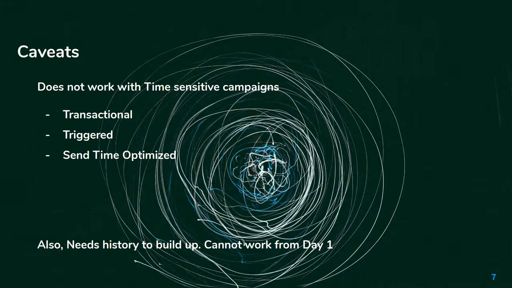And also this needs history to be built up. It cannot be done from day one. Any AI based technique that gets built needs a good amount of history, and this also requires a history of at least 3 weeks to build up, and at least 6 weeks for it to really start showing any kind of good results. But all in all, there is a gradual uplift of inboxing that we have seen.